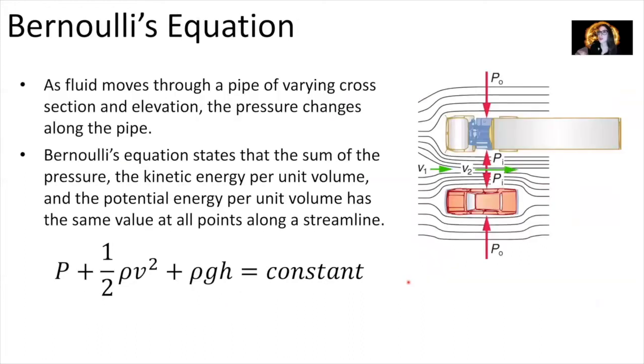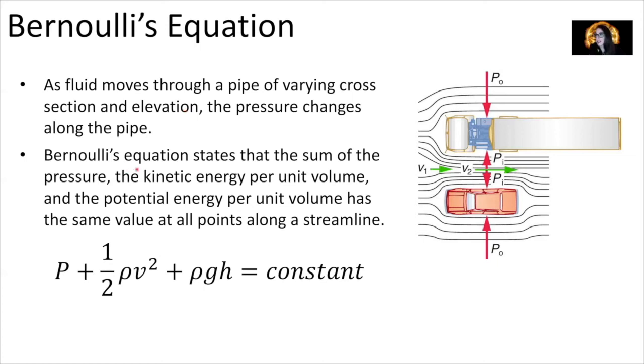So I also want to talk about another really important equation in fluid dynamics, and that's called Bernoulli's equation. So as the fluid moves through a pipe of varying cross-section and elevation, the pressure changes along the pipe. The pressure changes when you change height along the pipe. Maybe the pipe starts up here and it goes down. The pressure changes, but the pressure also changes whenever you change the cross-sectional area of your pipe. So maybe you have a big area over here and you have a smaller area over here. All of those things change the pressure inside the pipe as well.